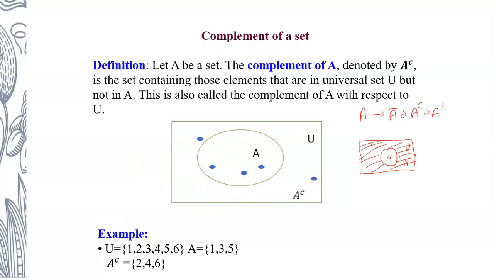Now, for example, here you can say U equal to 1, 2, 3, 4, 5, 6, A equal to 1, 3, 5. I want the elements which belong to U but not to A. So you can take 2, which belongs to U but not in A, and again 4 and 6. See, 2, 4, 6 belong to the universal set but not in A. So they belong to A complement. So A complement is another operation which we apply on a set.